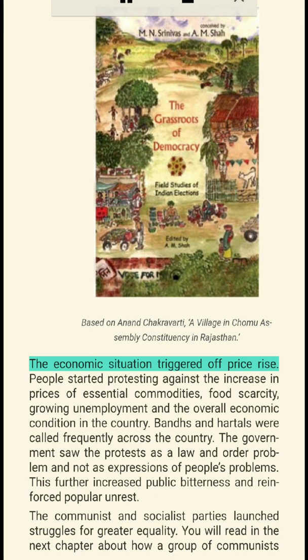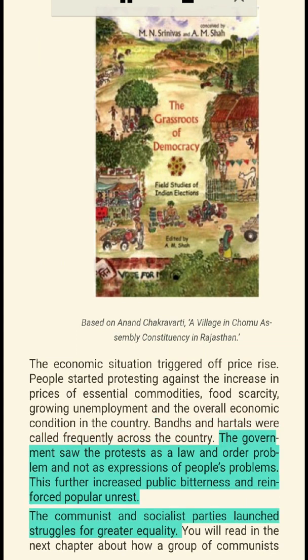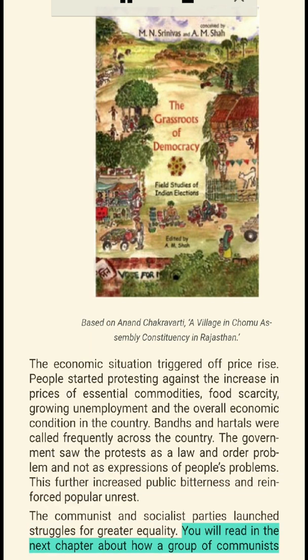The economic situation triggered off price rise. People started protesting against the increase in prices of essential commodities, food scarcity, growing unemployment and the overall economic condition in the country. Bandhs and hartals were called frequently across the country. The government saw the protests as a law and order problem and not as expressions of people's problems. This further increased public bitterness and reinforced popular unrest.